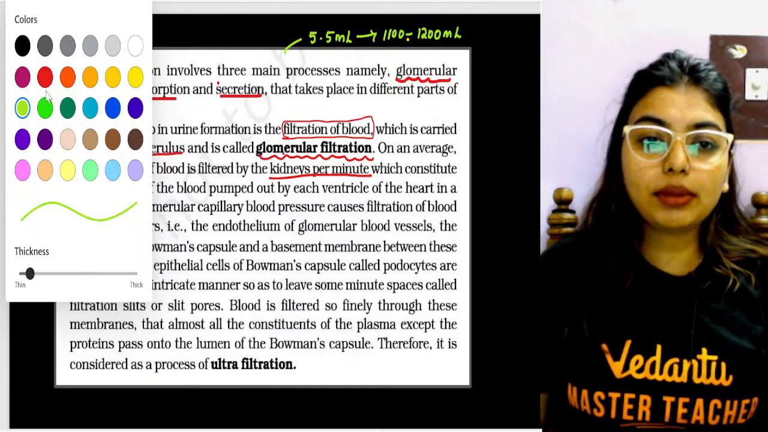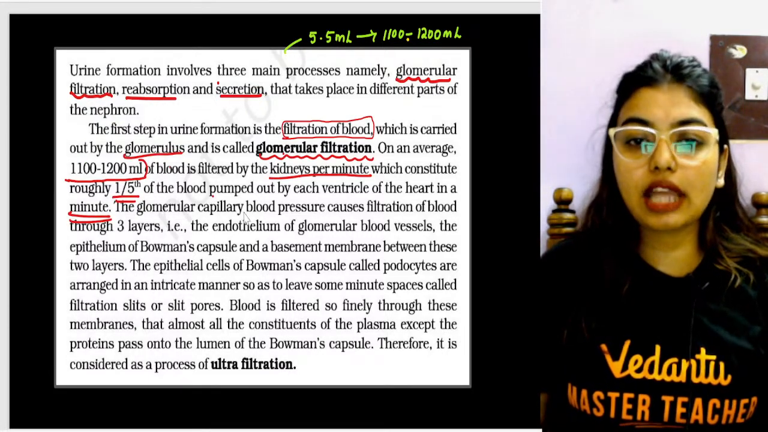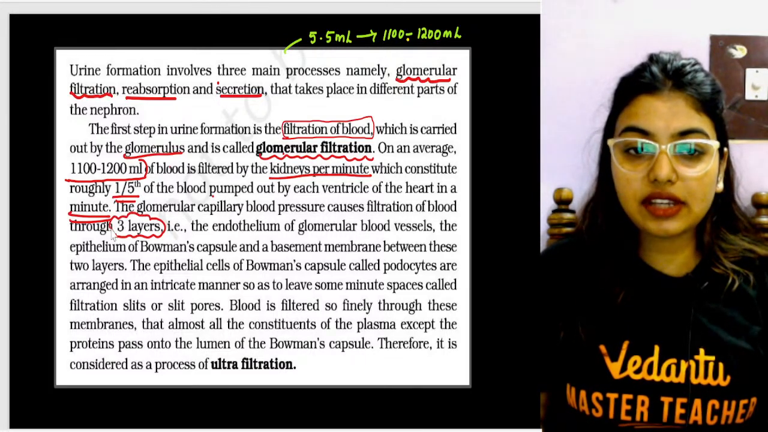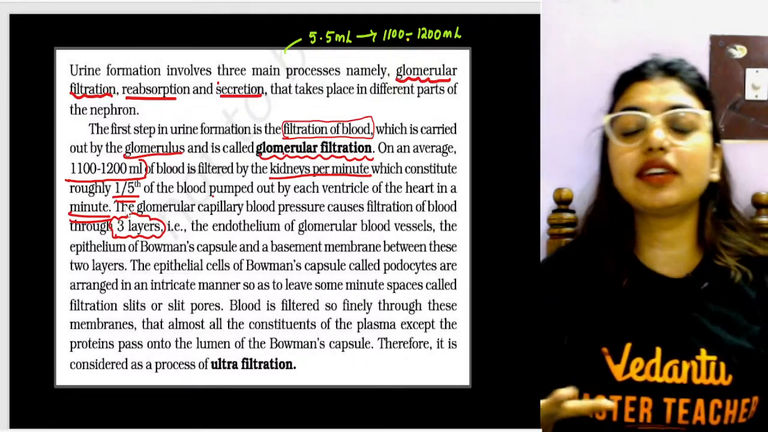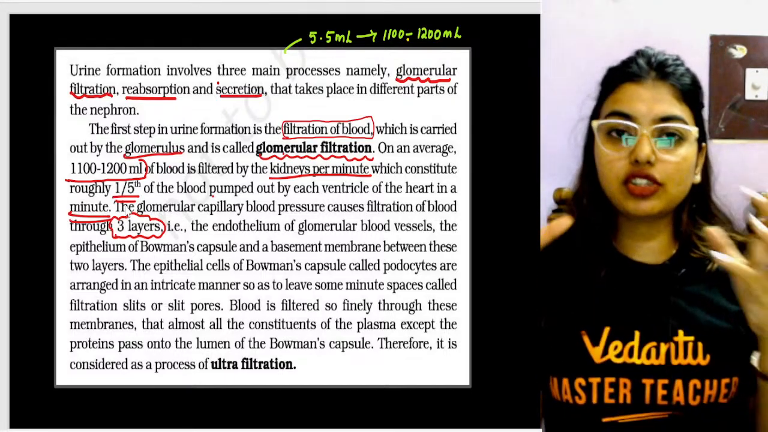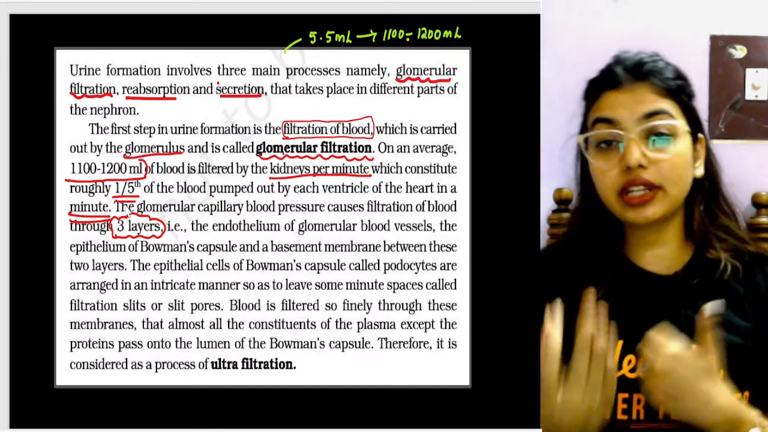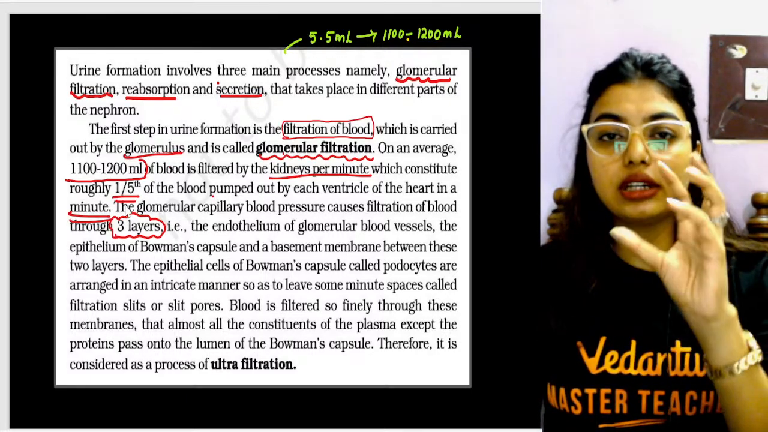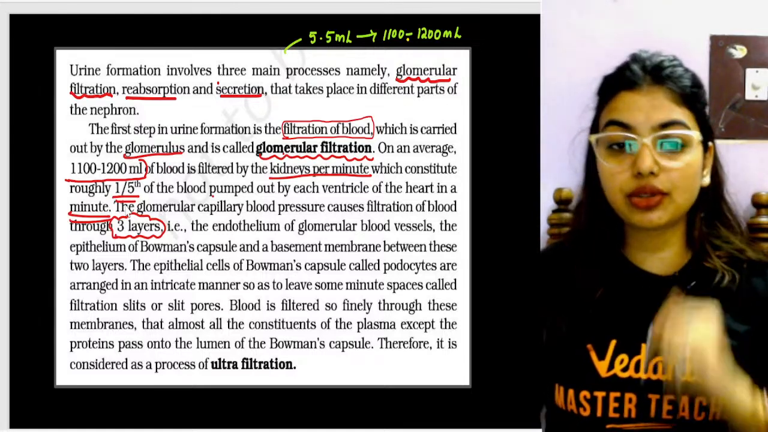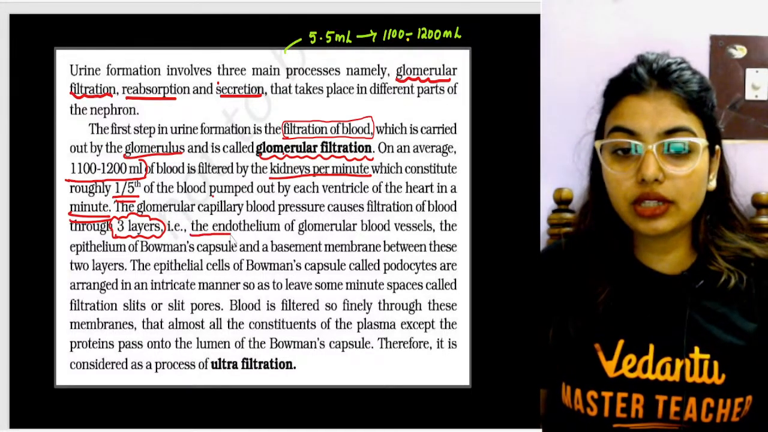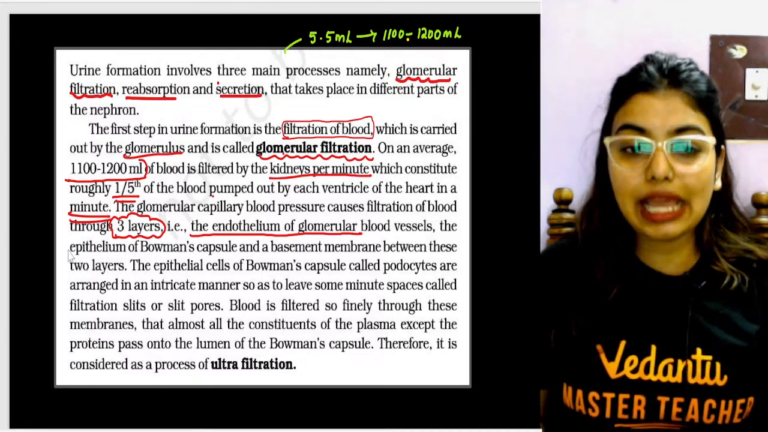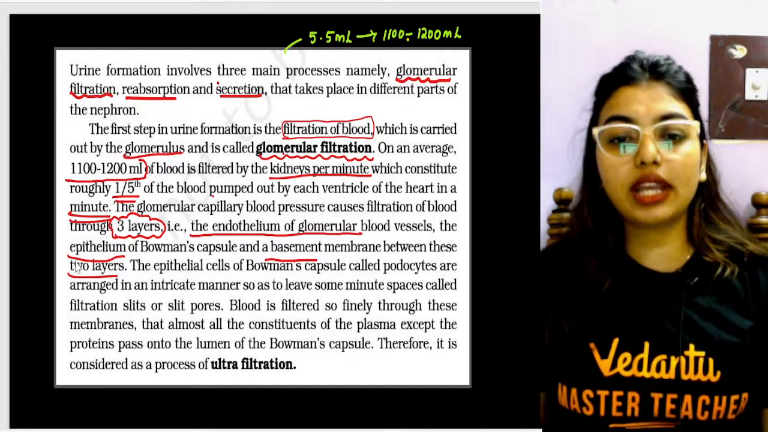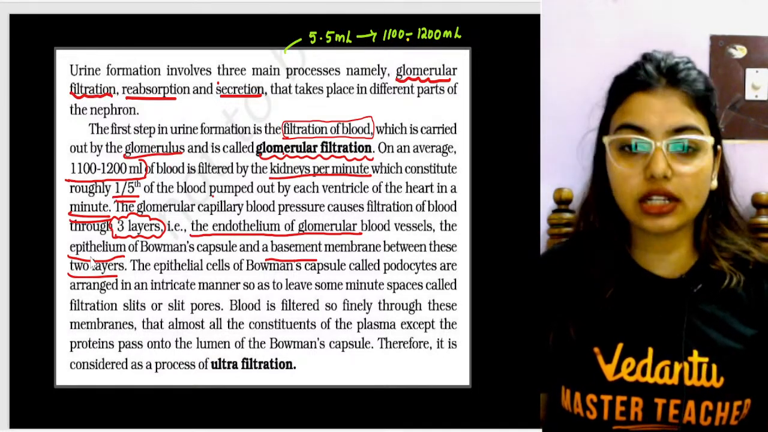Now, the glomerular capillary blood pressure causes the filtration of blood through 3 layers. Like we studied the diffusion membrane in breathing, the respiratory membrane, because of the pressure gradient the gas goes through 3 layers. Here also, because of the pressure, the blood is filtered through 3 layers. What are the 3 layers? The endothelium of the glomerular blood vessel, the epithelium of Bowman's capsule, and the basement membrane between the 2 layers. So here also there is 1 non-cellular layer and 2 cellular layers.